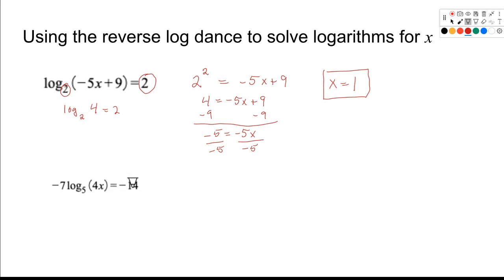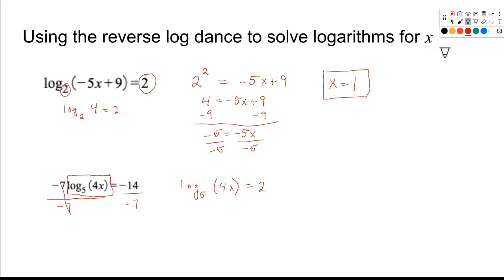Okay. Now this one we can do the same thing, but again we have to isolate the logarithm first. So we've got more than just a logarithm going on. We've got this negative 7. So we'll divide both sides by negative 7, because negative 7 is multiplying. Right? So this is 1 over here, and this is 2. So we get log base 5 of 4x equals 2.